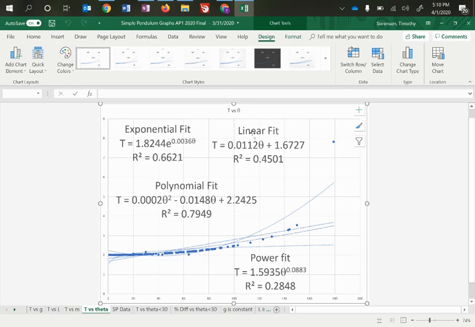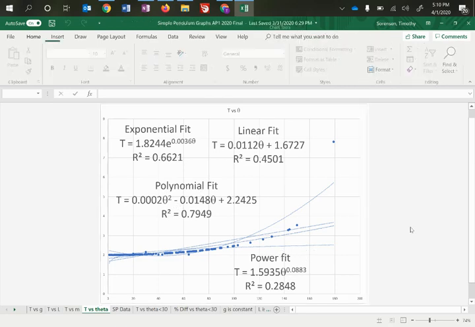And so I threw all of these fits up there on the graph for you guys to look at, just to show none of them really work well for the data that goes all the way out to 180 degrees. So this shows that the exponential fit's not so hot. This shows that a linear fit's not so hot. This shows that polynomial's not so hot. This shows that the power fit is atrocious. So we don't really have a good fit.